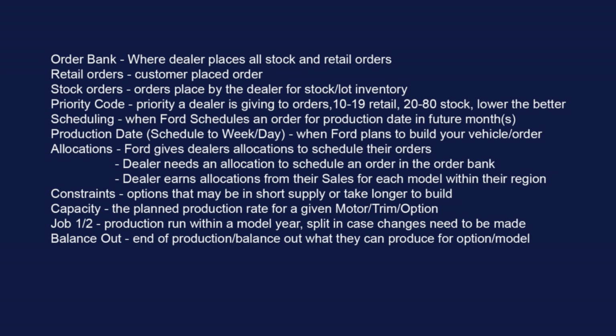Constraints, that is an option that may be in short supply or take longer to build. And then capacity, that is their planned production. So anytime the demand is higher than the capacity, that's where you get that constraint or that limited or exhausted availability. That's when you see that something's over. If you have more orders in the system than what the capacity is, that's where you have that limited availability or exhausted availability situation, which we'll talk about. Job 1 and Job 2, that is the production run within a model year.